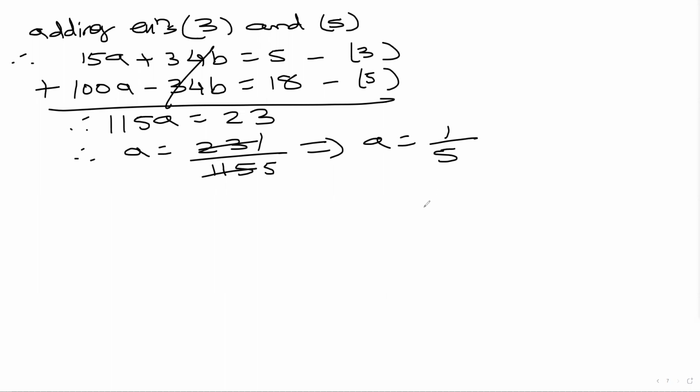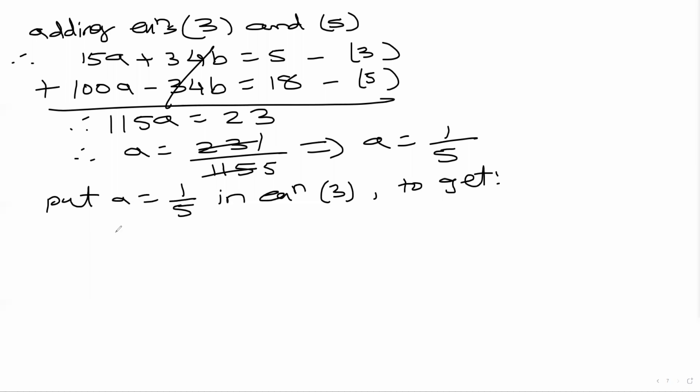Okay, I will suggest you to find a value of b immediately, and then we will write down. Okay, so put a is equal to 1 upon 5. I think it will be easier to put it in equation 3, right? Yes, easy, sir. So put a is equal to 1 upon 5 in equation 3 to get, what do you get?